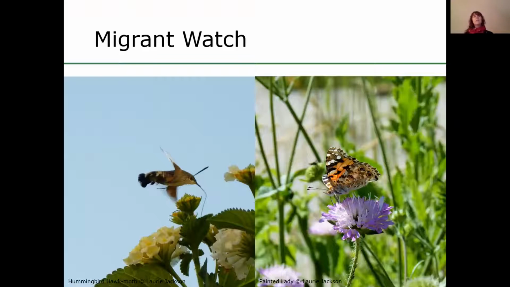the better. So there's also something called Migrant Watch, which is one of Butterfly Conservation's projects. There are certain species, and these are not the only migrants by any means, but these are the two that they ask you to look out for, that migrate to the UK every year. So they're not overwintering here. They're starting off in Europe or in Africa, and they're heading all the way up to the UK. So if you're seeing a hummingbird hawk moth, or a painted lady, and some years you get huge invasions of these species, particularly painted ladies, Butterfly Conservation really want to know about it.